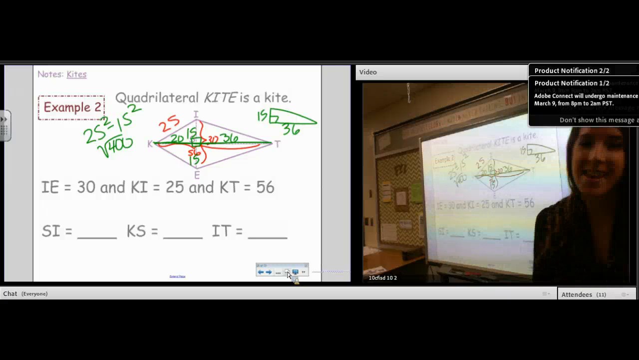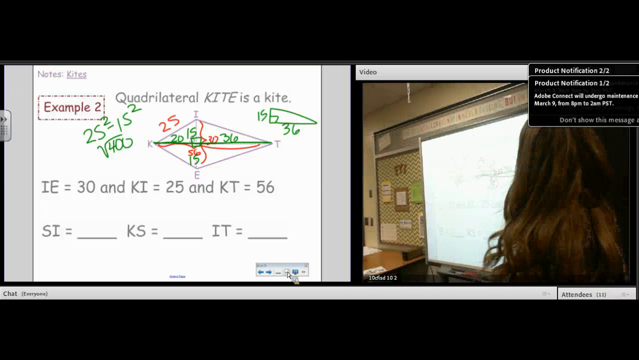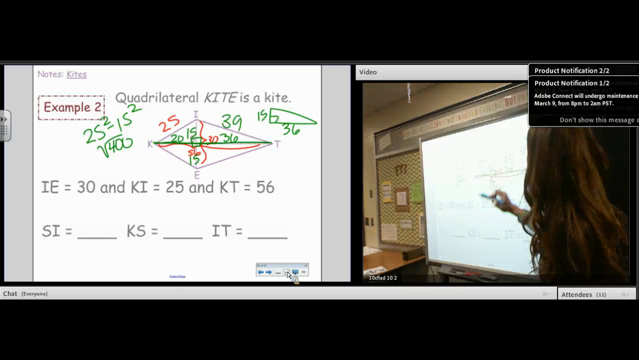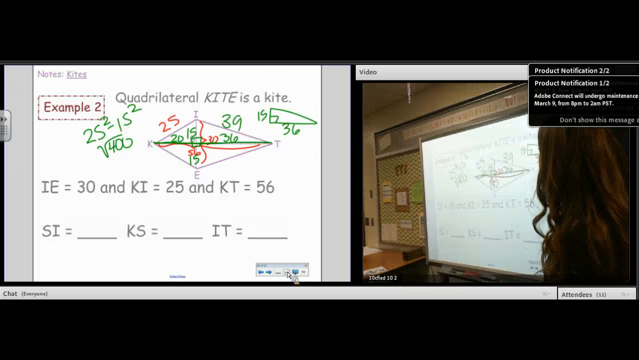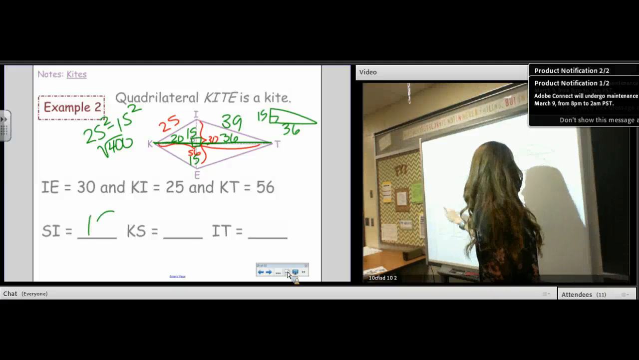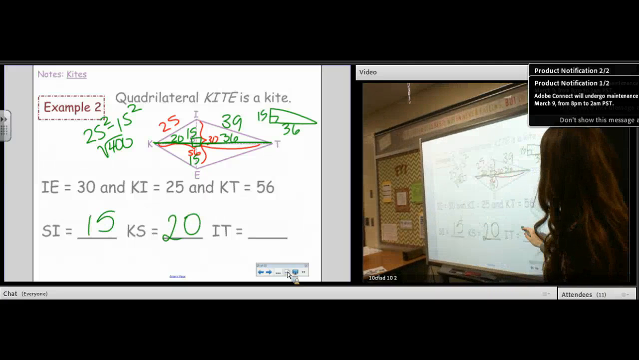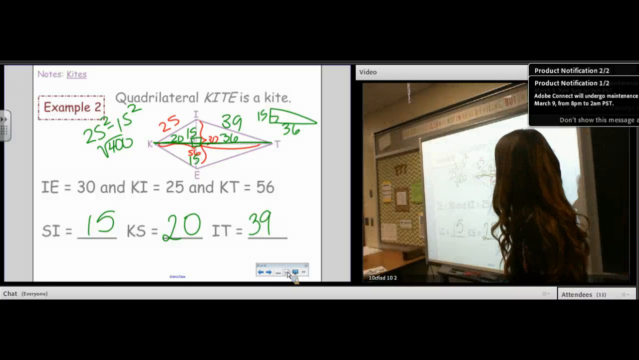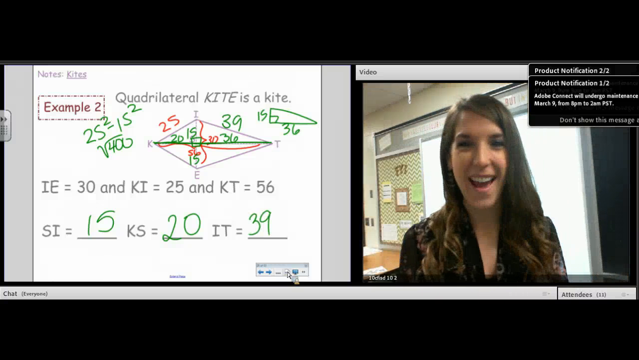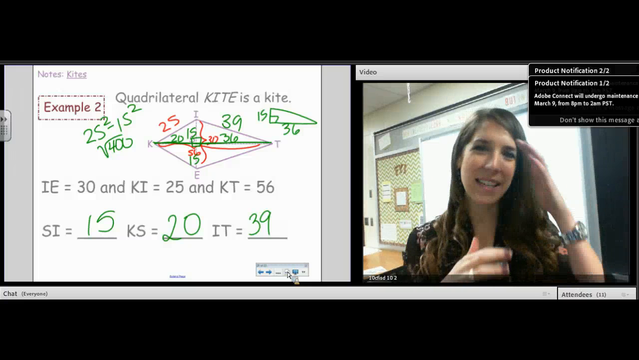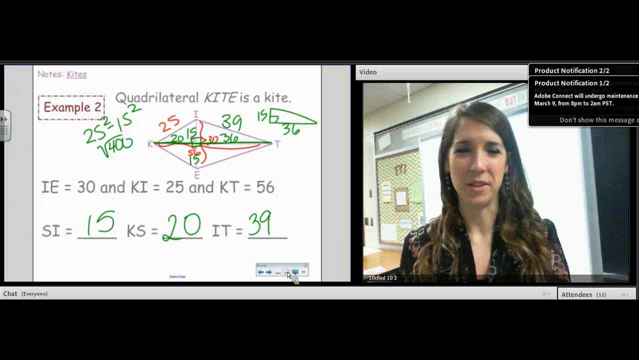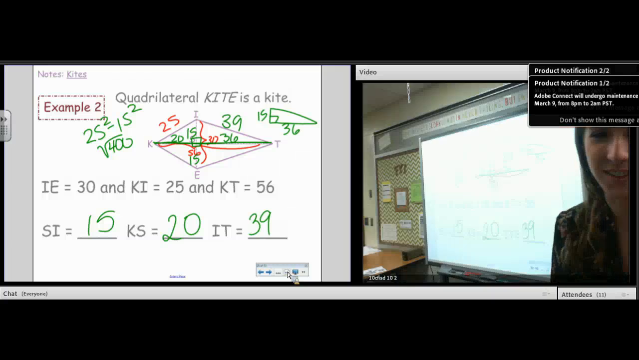And we got lucky again. Miss Tanton chose a Pythagorean triple again to be really nice. So SI is 15, KS is 20, and IT is 39. Isn't it nice when we don't have to solve for X? I love finding missing sides and angles without having to do algebra. Isn't it fun? It's like a puzzle.